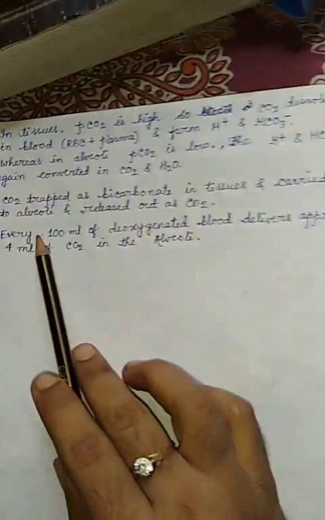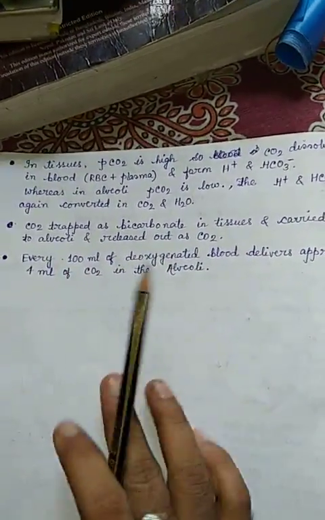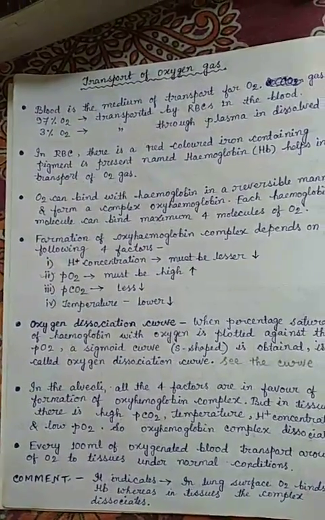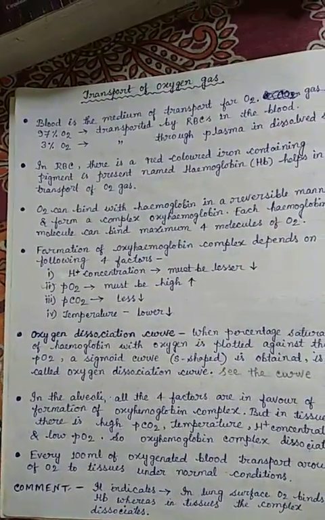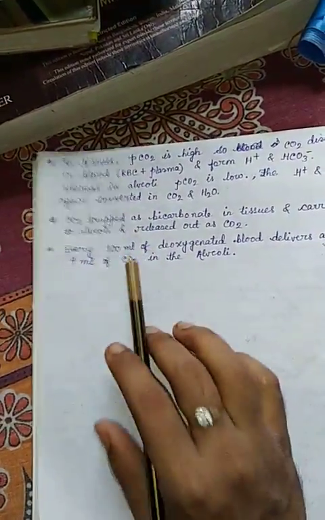And we have to remember that every 100 ml of deoxygenated blood delivers 4 ml of CO2 in the alveoli. Whereas in case of oxygen, we have studied that every 100 ml of blood delivers about 5 ml of oxygen. But here it is 4 ml of CO2.